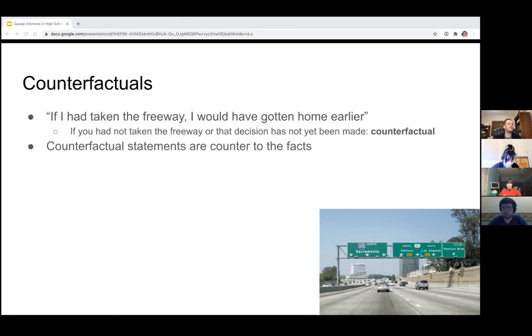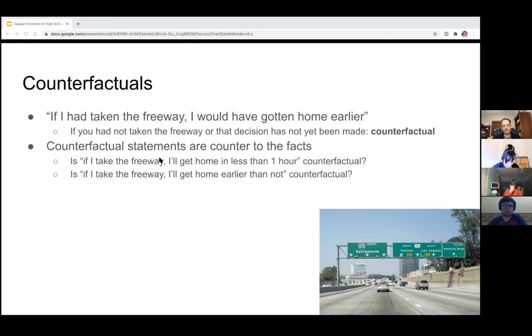Well, that's not what happened. So how can you even ask that? You can't go back in time. But we can actually answer that. We can get probabilities around that. And sometimes we can get very specific probabilities, and sometimes we can only get bounds on those probabilities. We can say the probability that you would have gotten home faster had you taken the freeway is between 0.1 and 0.15. And those bounds can be very informative in your decision making.